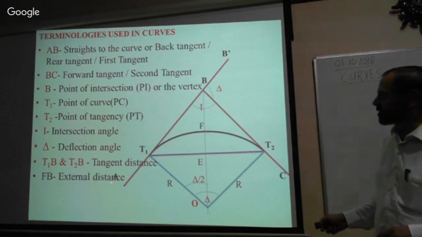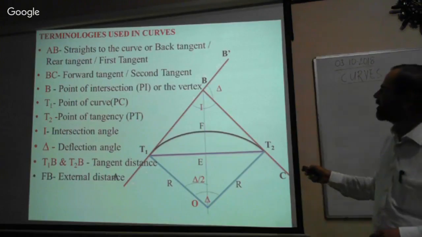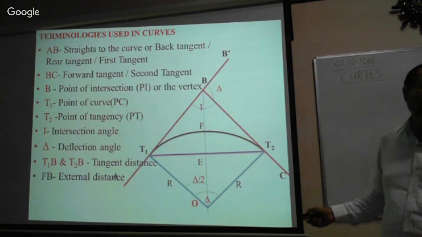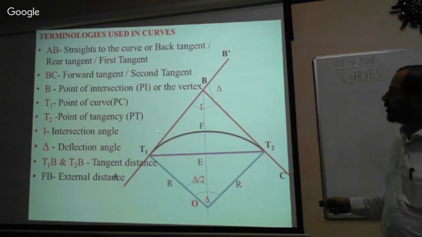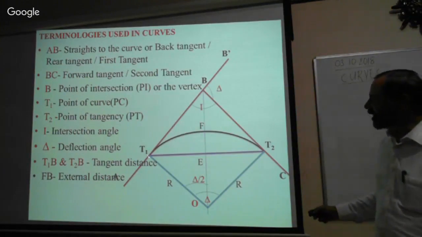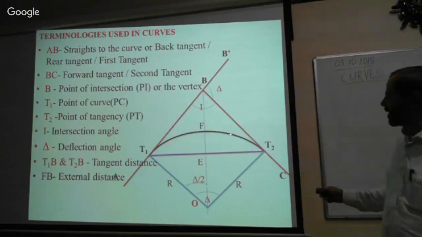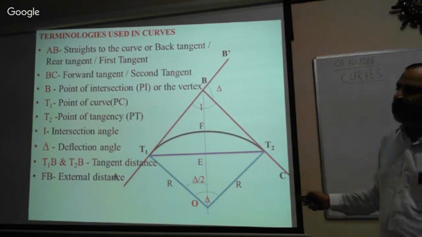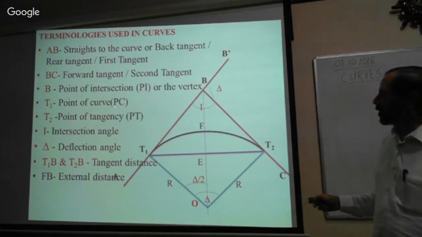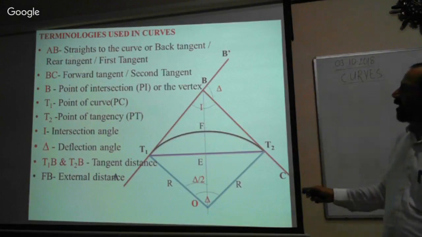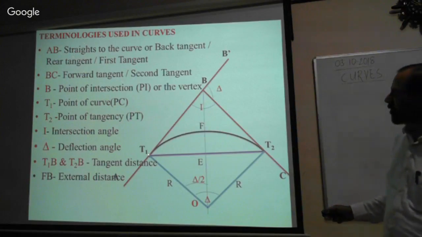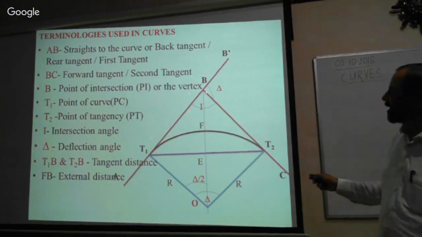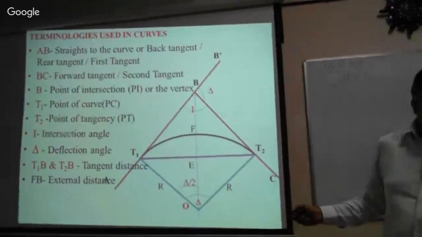Now, AB is a straight line. From here to here it is a straight line, and from here to here it is a straight line. It is AB and BC. These are the two straights. Between these two straights, a curve is introduced. This is the curve introduced between the two straight lines, isn't it? AB is the first tangent, and BC is the second tangent.